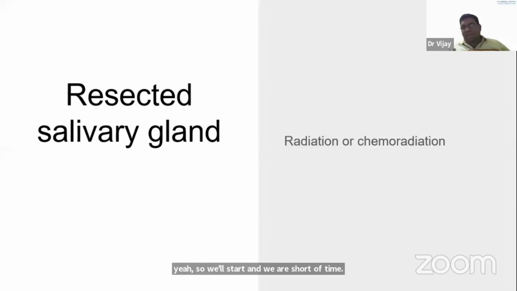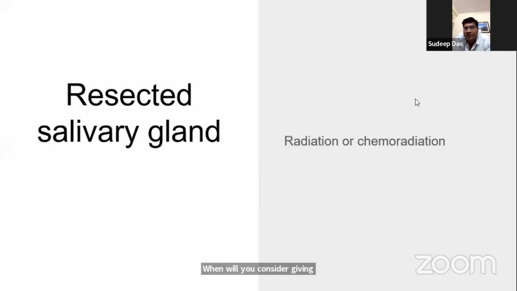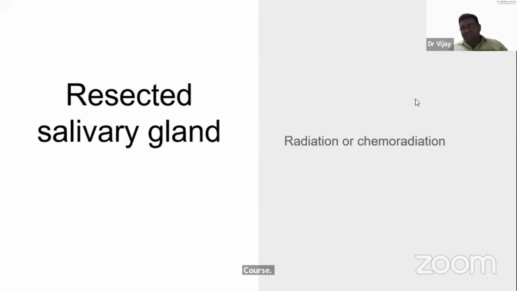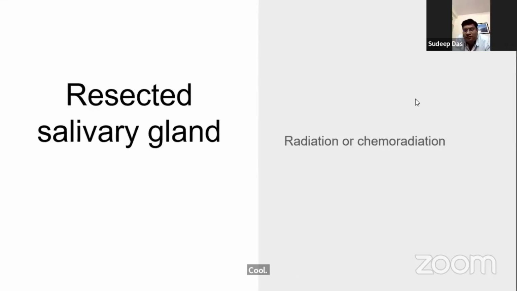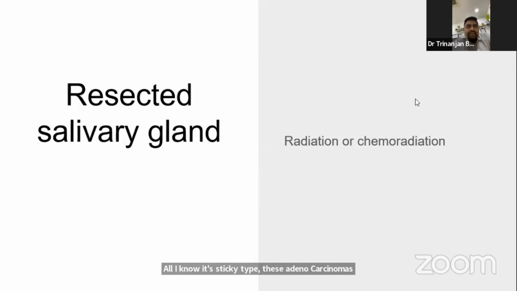So, resected salivary gland. Tiranjan, focus question to you. When will you consider giving radiation to the patient? So this factor, we will give radiation. For all high grades, like Monali has already highlighted very nicely, all high grades, all adenoid cystic type, these adenocarcinomas, carcinoma ex pleomorphic, and then in the intermediate ones with high risk features like going to T3, T4, close margin.